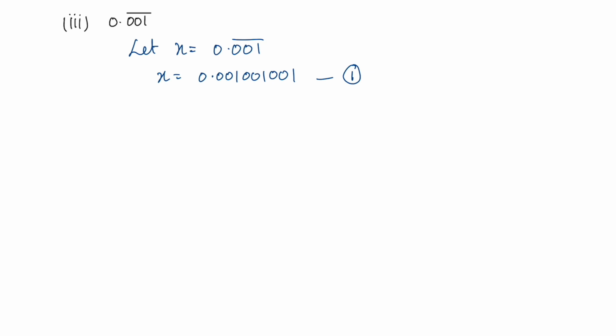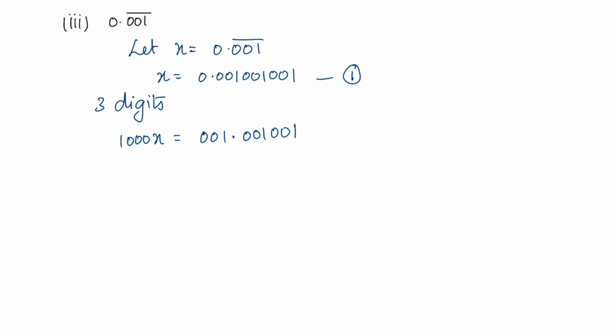Okay, now what are you going to do? There are 3 digits repeating here, right? 3 digits repeating. Now what would you do then? You are going to multiply this equation by 1000. So 1000x is equal to, what is it here? 001.001001. Okay, that is it.